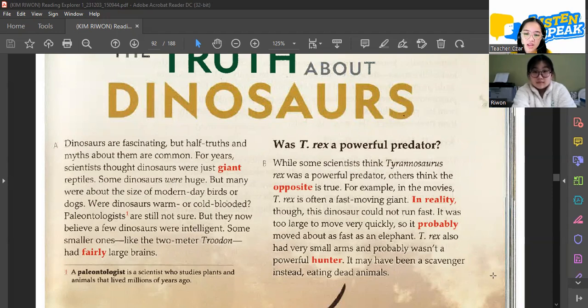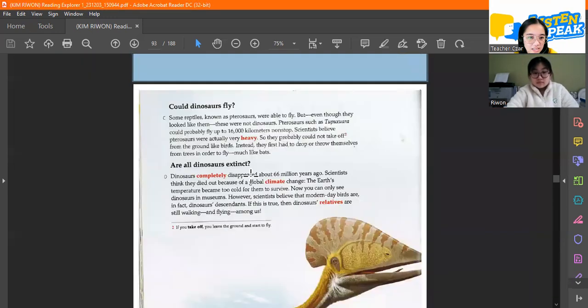So scientists or paleontologists believe that T-Rex were not powerful hunters because they have short and small arms. But in the movie, they were hunters, right? They are the ones who hunt and kill other animals. That's why they are called cold-blooded, because they are cruel. They don't have any pity at all. Now, let's try to move on to the next one, which is this.